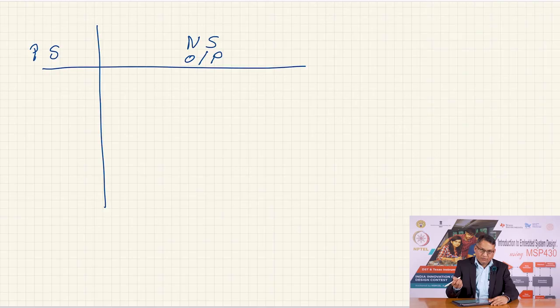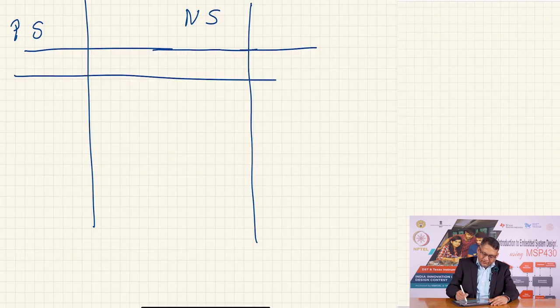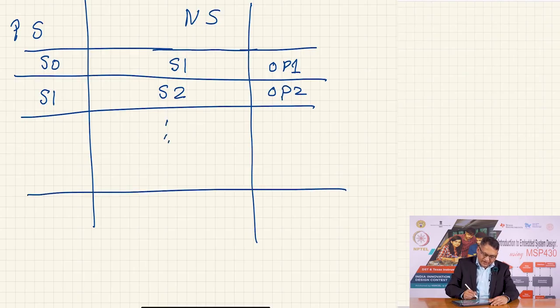And if it is a Moore machine, then the outputs can be mentioned as a function of the states only. So, if I know my present state S0, I know my output. So, maybe output 1, and my next state could be S1, and if my present state is S1, the next state is S2, and you can have output 2 and so on, and eventually somewhere it will say, let us say S7, and I want to go to S0, and the output will be OP7.